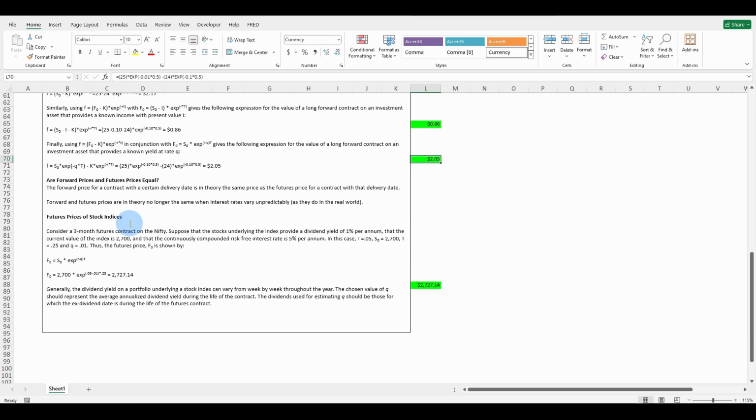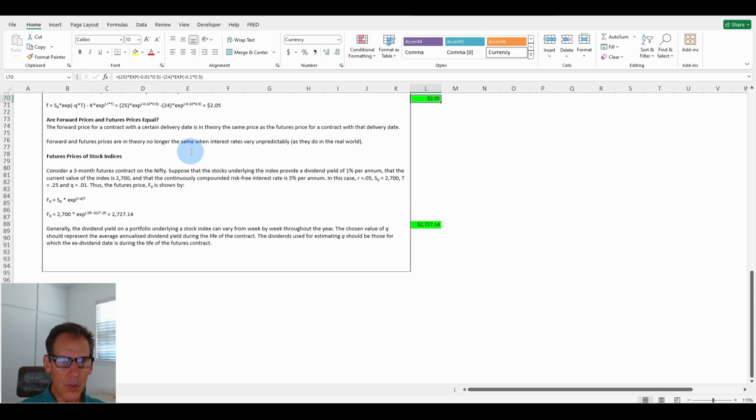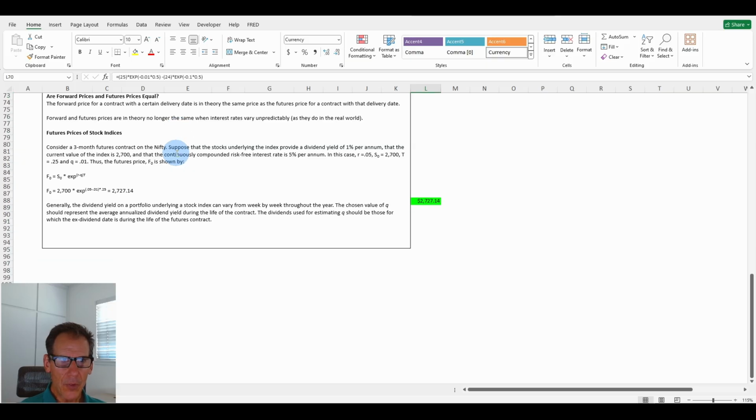Are forward and futures prices equal? The forward price for a contract with a certain delivery date is in theory the same as the futures price for a contract with that delivery date. Forward and futures prices are, in theory, no longer the same when interest rates vary unpredictably, as they do in the real world. Futures prices of stock indices.